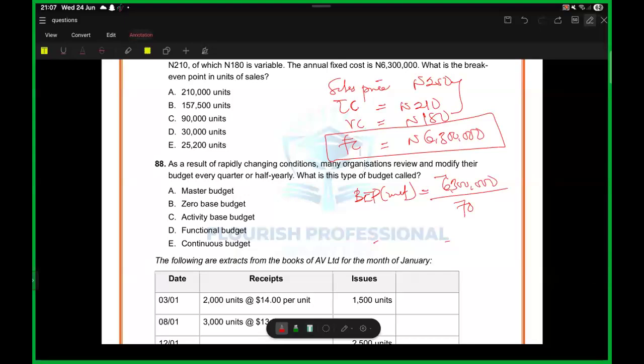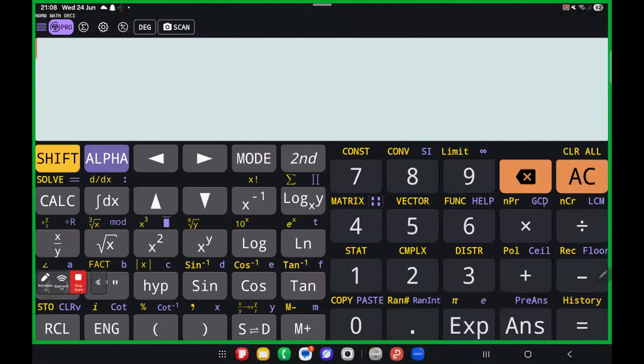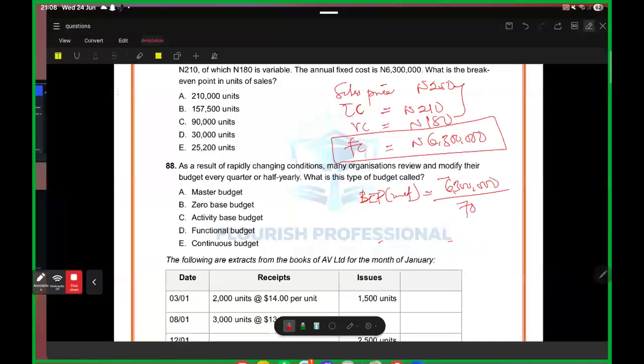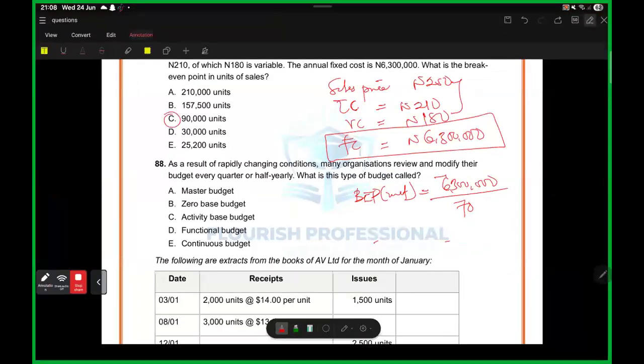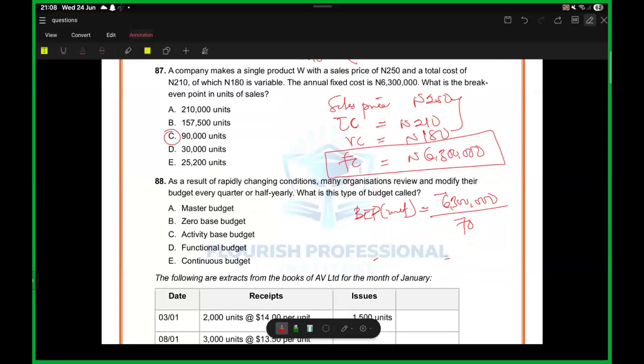Let me calculate. 6,300,000 divided by 70. This is giving me 90,000, which is option C, right? Yeah. So it's very, very simple. When you have the question, just write the parameters and check what they are asking you. Write the formula down. Check whether all the parameters are there. The missing parameter in the formula, search for it, substitute it, and you are good to go.